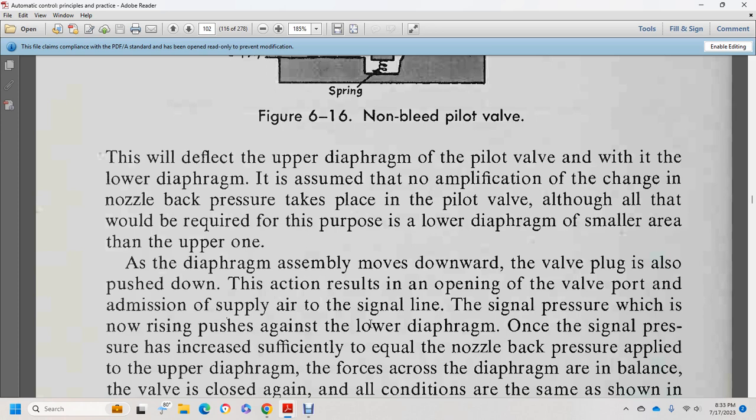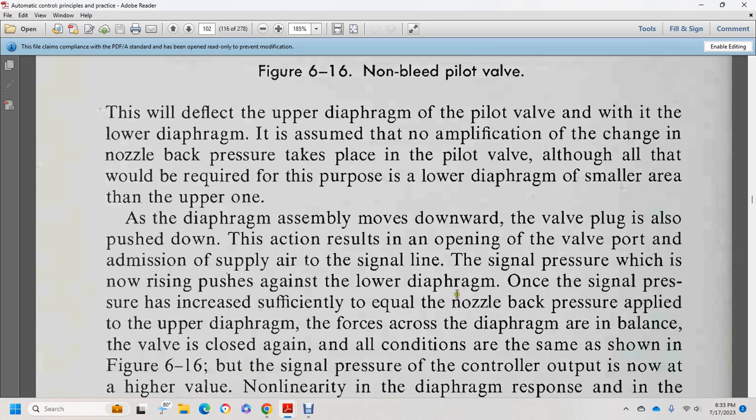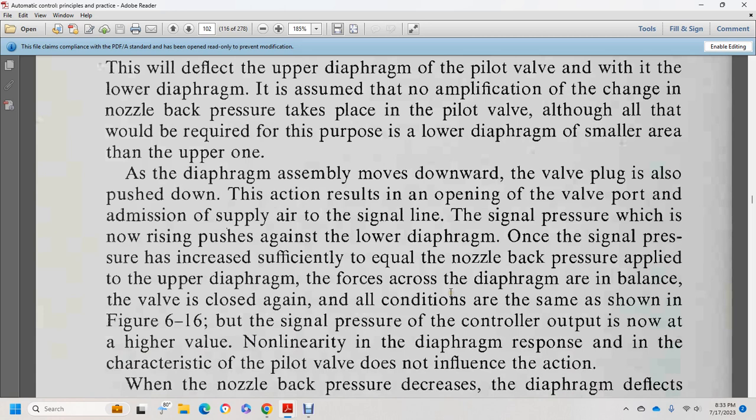The valve plug moves downward and is pushed down, resulting in the opening of the valve port with the emission of supply air into the signal line. The signal pressure rises, pushing against the lower diaphragm, and the signal pressure increases sufficiently to equal the nozzle back pressure applied to the upper diaphragm. The force on the diaphragms balances, and the valve is closed again, with all conditions the same as shown in Figure 6-16.